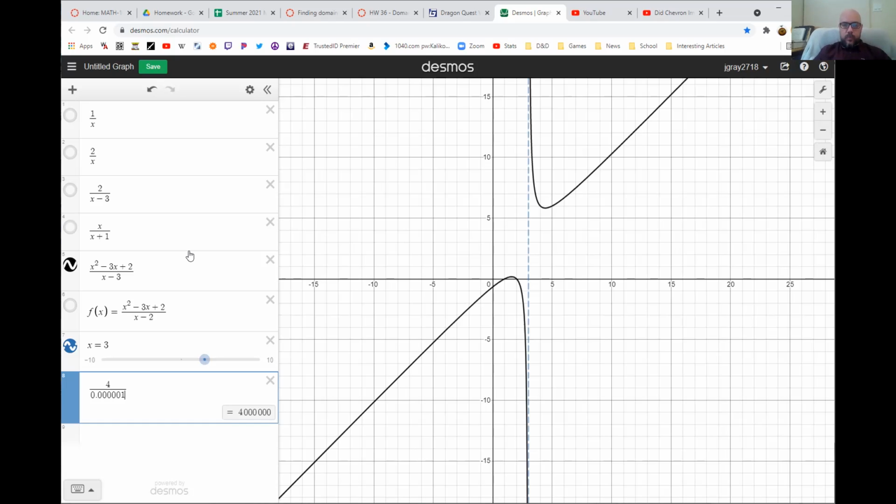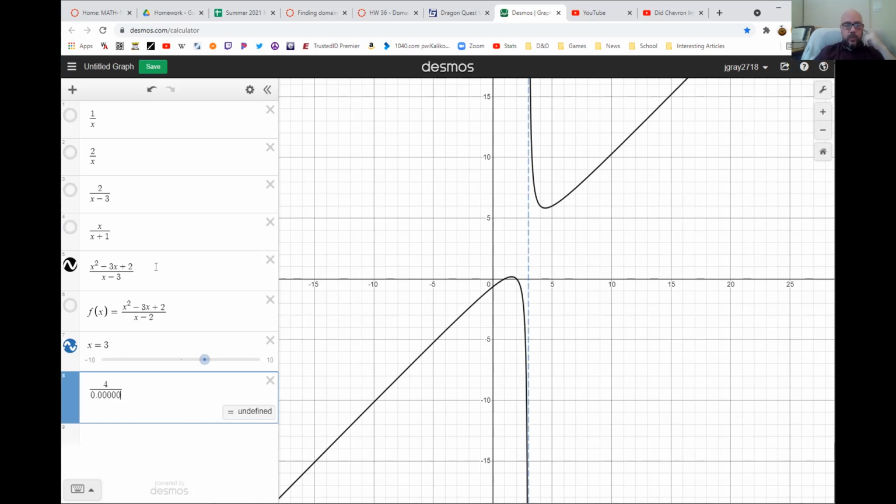So I can't put in 3, because when I try to divide by 0, undefined, right? Dividing by 0 does not work. So I can't put in 3 into this. So that means that 3 is not in the domain of this function right here.